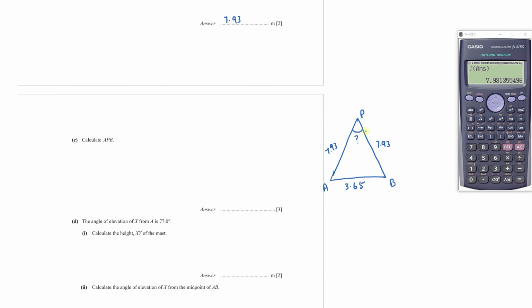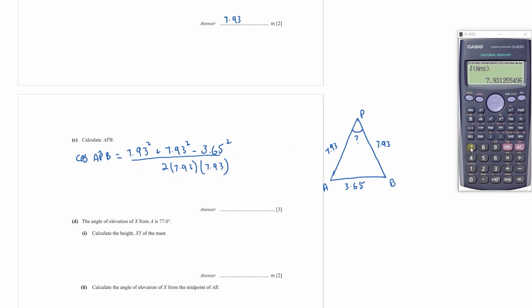So I know the three lengths of this triangle. I can use the cosine rule. So cos of APB will be the sum of the squares of the other two sides, 7.93 squared plus 7.93 squared, minus the square of this side, which is opposite to the angle. So this will be minus 3.65 squared, divided by 2 times the product of these two sides that you're adding, 7.93 times 7.93.